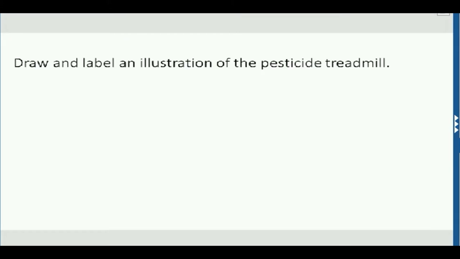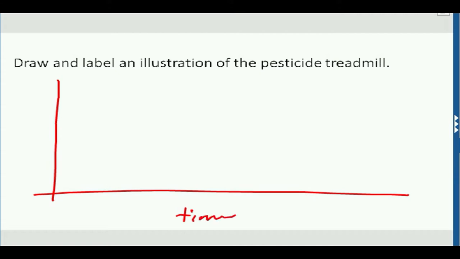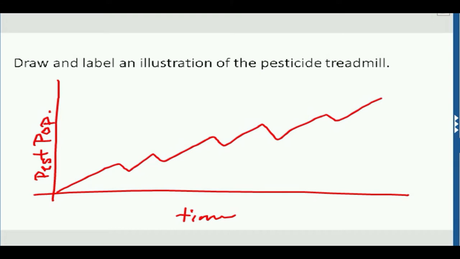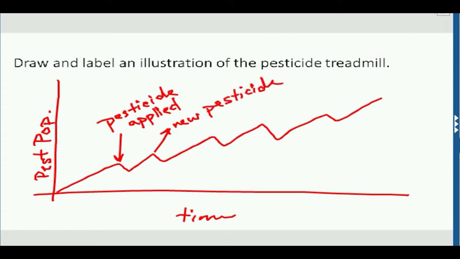Next, draw and label an illustration of a pesticide treadmill. So this is going to be time, and this is going to be pest population on the y-axis. I'm going to draw it and then I'll explain. Right here is when they tend to apply pesticides. And then you can see that the population goes down, right? And then here, they use a new pesticide. And then here, they'll use another new pesticide.